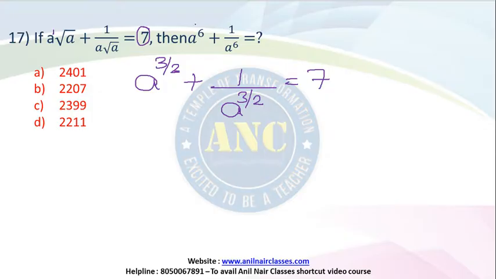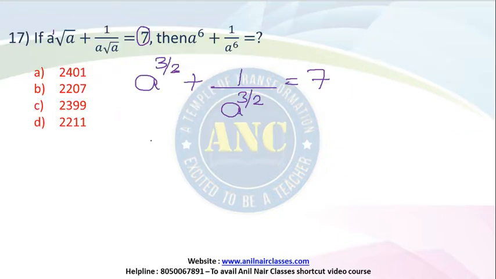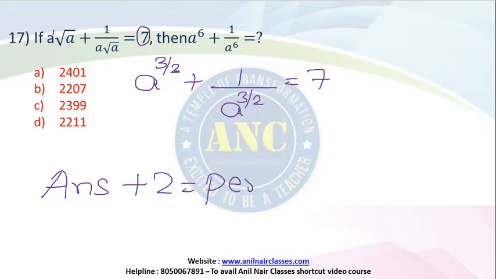But instead of a power 6, if they give you a power 12, then it becomes 3 iterations. If it is a power 24, then it becomes 4 iterations. If it is a power 48, then it becomes 5 iterations. So we are not interested in keep on taking 2207 square minus 2, that value again square minus 2, again that value minus 2. Instead of that, we know a beautiful concept saying that answer added with 2 should give me a perfect square, right? It should give me a perfect square.